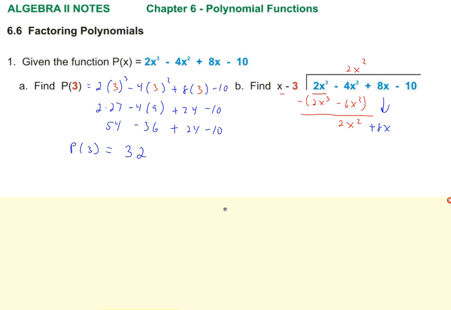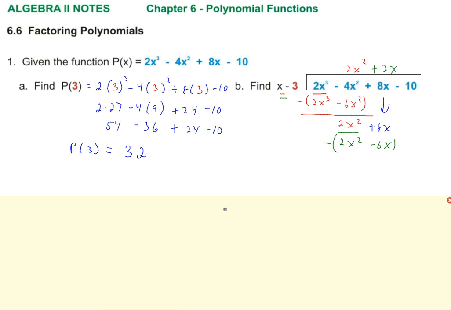And again, we're going to divide the front by the front. So 2x squared divided by x is a positive 2x. And now I'll distribute, right? The x out in front times the 2x is a 2x squared. The negative 3 out front times the 2x is a negative 6x.